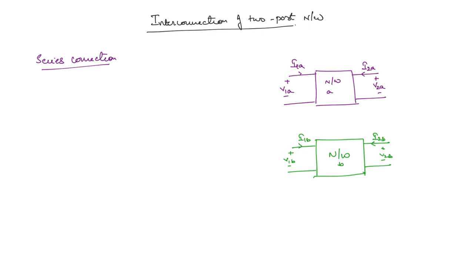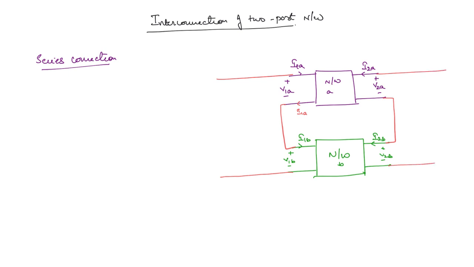What is meant by series connection? The current in both the networks will be same. So that means the current coming out of here, if it is connected like this, then the same current will flow through here. So that is why on this side also we will connect like this. This kind of connection is called a series connection. Now what do we want? We want the equivalent two-port parameters of this entire circuit.